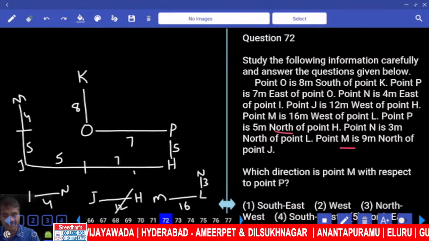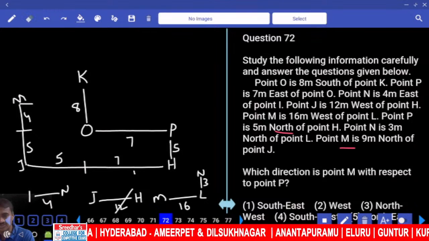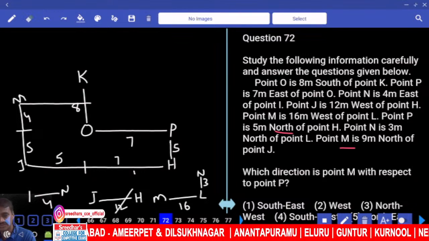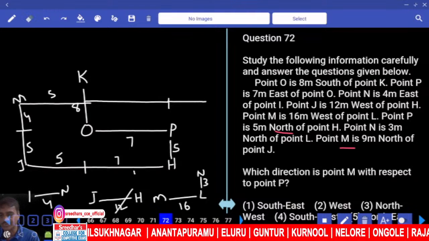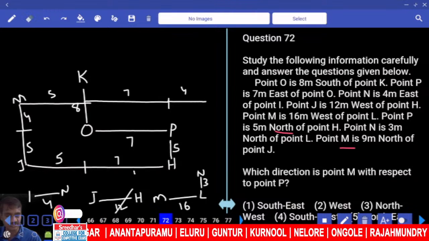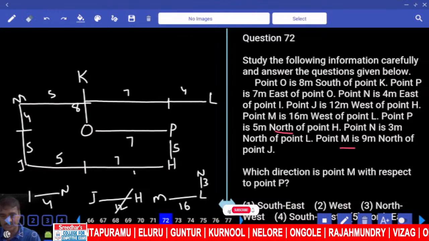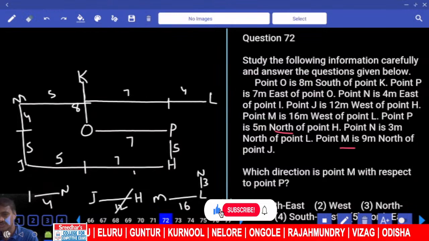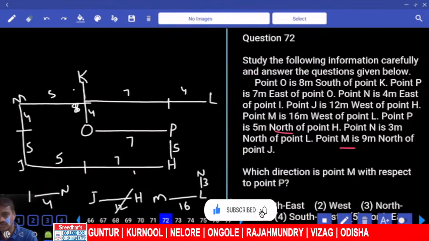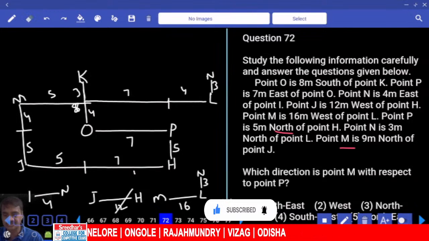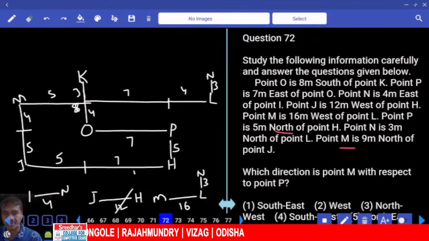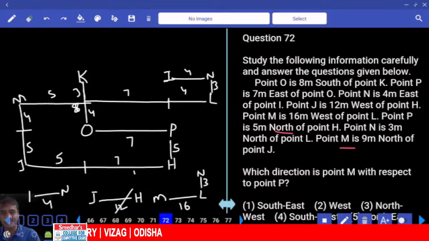If M is here, M and L, what is the distance we have? 16. Now this is 5 plus 7, 12, 12 plus 4, 16, 5 plus 7 plus 4, and L. If L is here, what is the distance we have between these two? This 8 is divided into two parts, 4 and 4. Now N is here, this is just 3 meters. Now I and N, what is the distance we have? 4 meters. I, P and H are in a vertical straight line. Done?